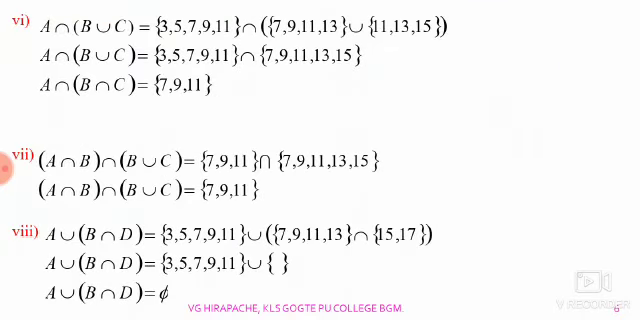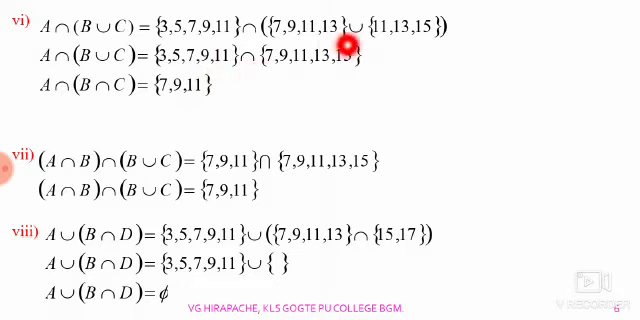Moving to the next problem. By using distributive law, A, B, C are already given to you. A intersection B union C is equal to: the elements of the set A are 3, 5, 7, 9, 11 intersection the union between these two sets 7, 9, 11, 13 union 11, 13, 15. We have to solve these two sets first. Now A intersection B union C is nothing but 3, 5, 7, 9, 11.